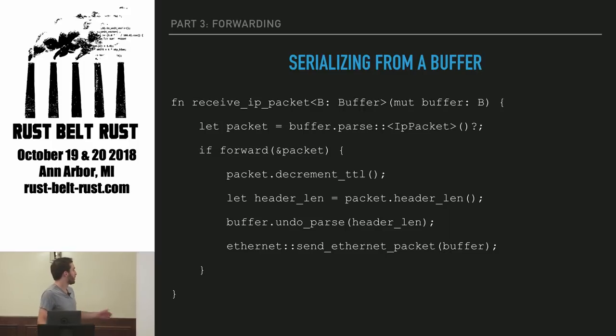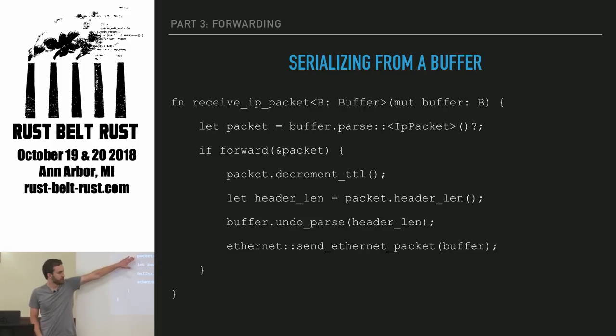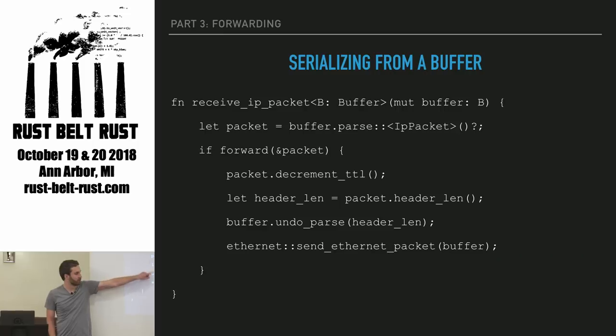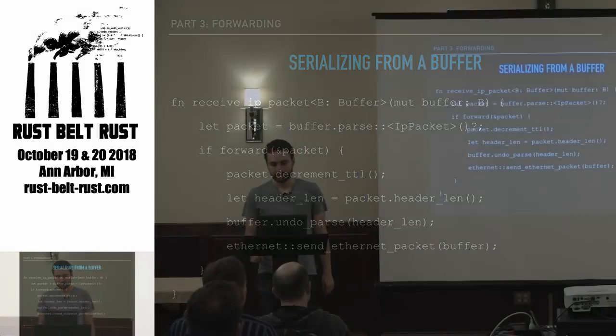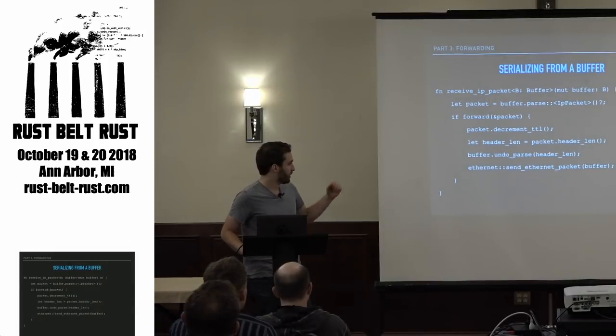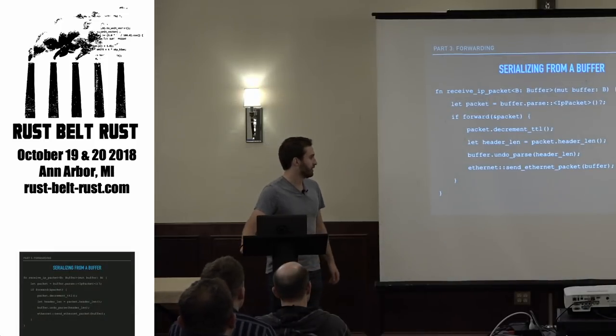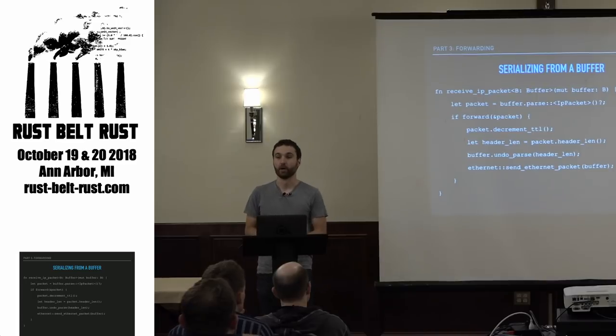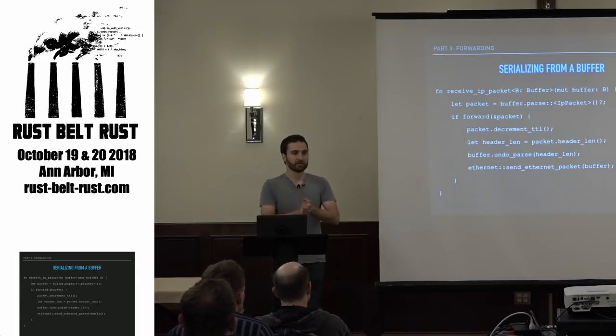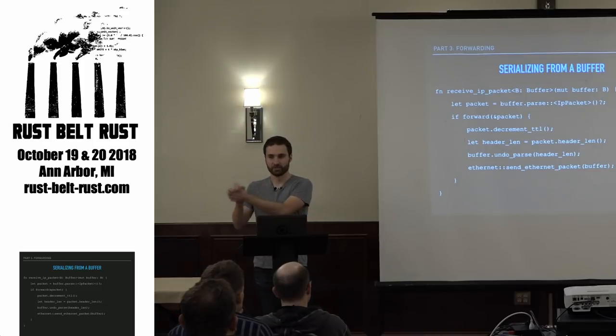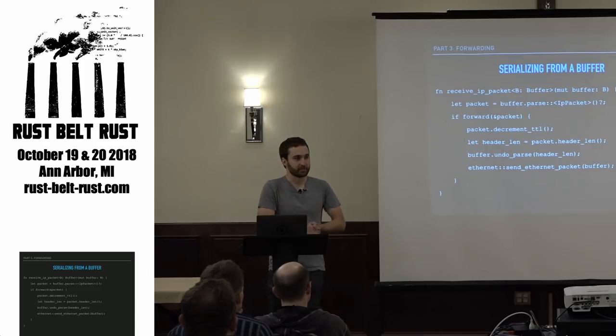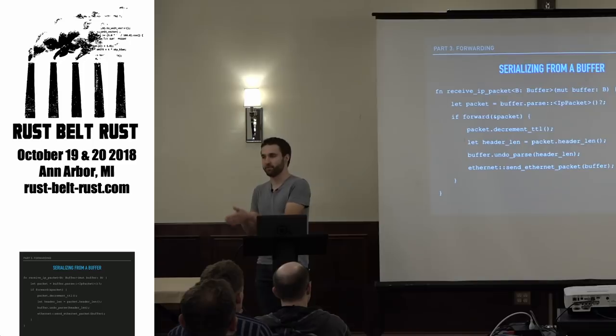And so let's do that. So we decrement the TTL. We figure out how many header bytes we need to undo, and we undo them. And then we serialize them. Very straightforward. Now, you might be wondering, I thought that send Ethernet packet was supposed to take a serializer. Well, it is. Here's the core idea that I want to get across. Buffers are serializers. The serializer trait simply says, can you give me a buffer that has these properties?